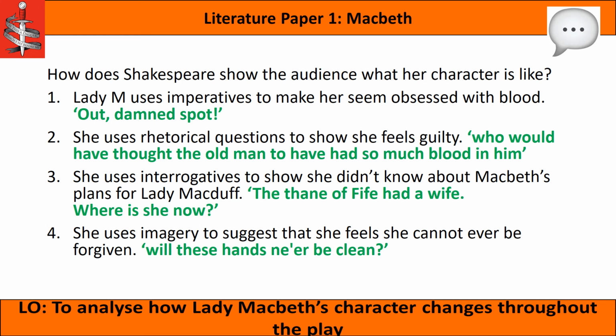She uses interrogative questions to show she didn't know about the plans that Macbeth had for Lady Macduff. The Thane of Fife is Macduff, and she wonders where his wife is now. She knows that she has been murdered with her children. She uses imagery to suggest that she can never be forgiven. "Will these hands never be clean?" That could relate to this theme of the cardinal sin of regicide, of this act against God, that once you've done that, you cannot be forgiven. We know also in Shakespeare's era that people believed in hell. So maybe she feels here that she is destined to go to hell because of her part in Duncan's murder.